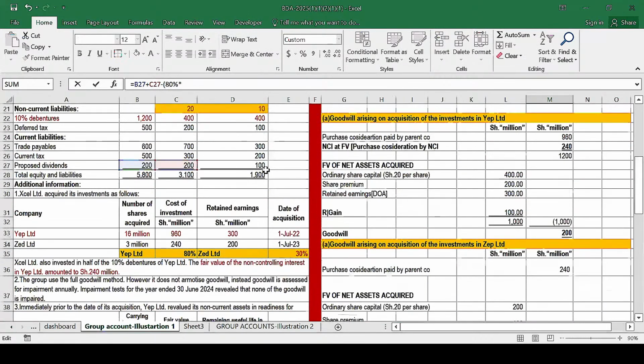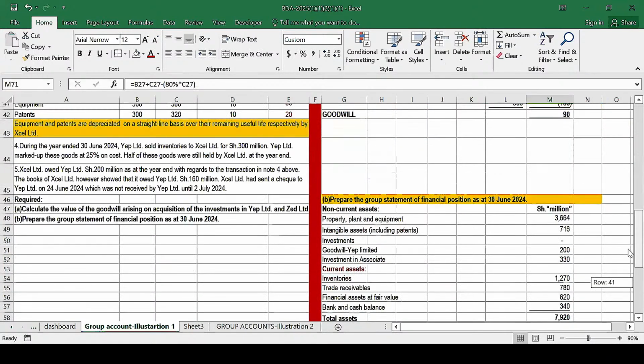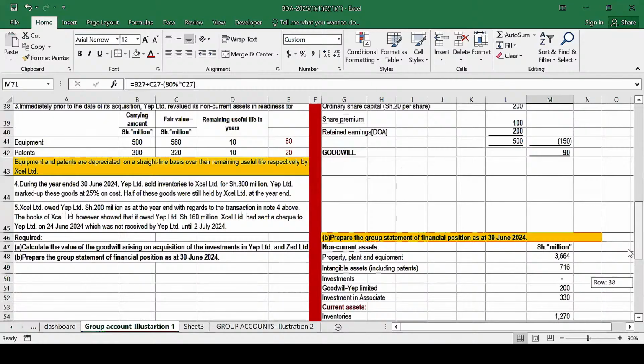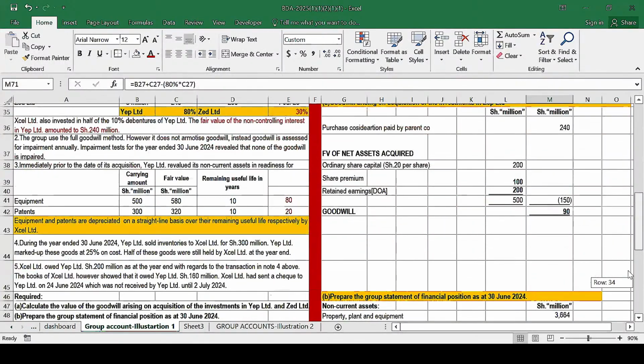The proposed dividends of the subsidiary are 200, these ones. So those dividends are payable directly to the parent. Are they supposed to be recognized here as a liability? No, because that is equivalent to an amount of intercompany debt. Basically, that will give us 240, and there's no other information given in relation to this. Yes, so I think we have that.